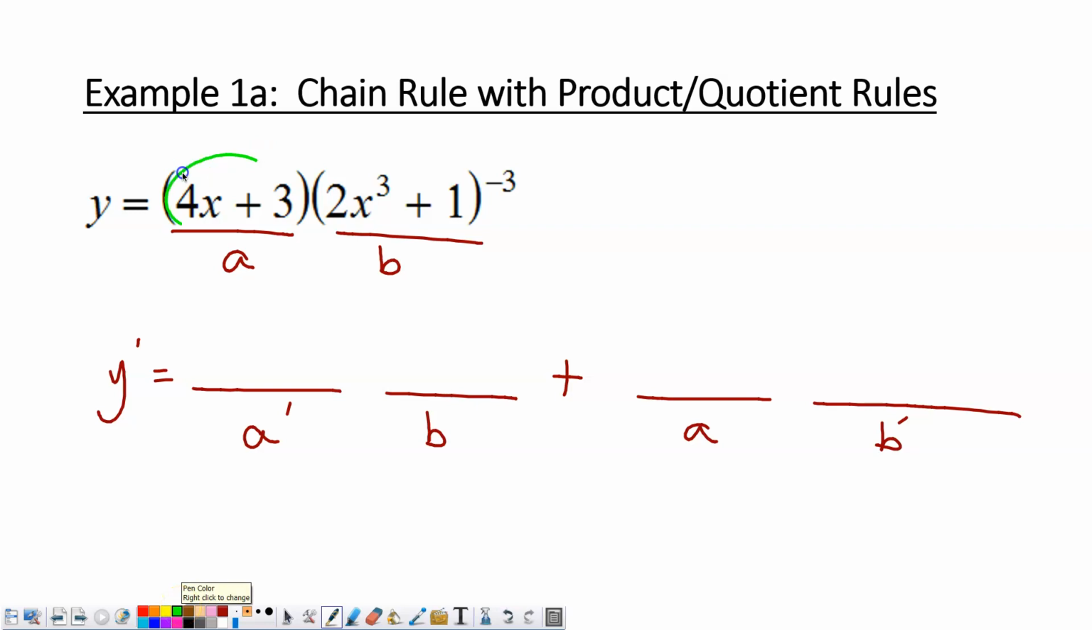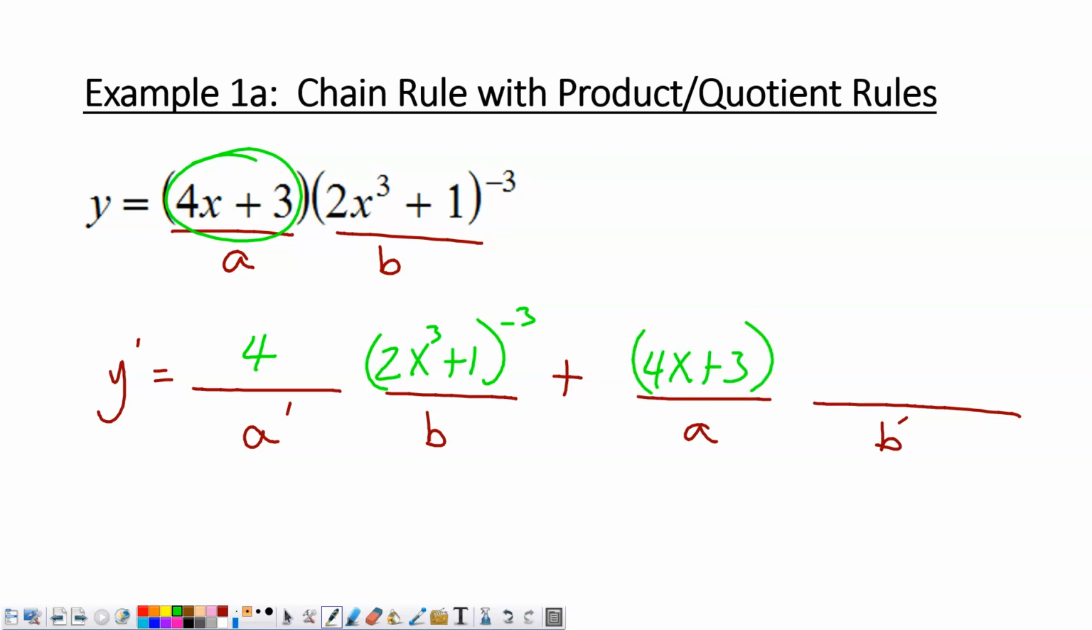So we have A prime, so what's the derivative of this? Well, that would be 4, nice and simple. Then we're just going to put B there. B is 2x to the third plus 1 to the negative 3 power. On the next one, we're going to put A in. So A is just going to be 4x plus 3.